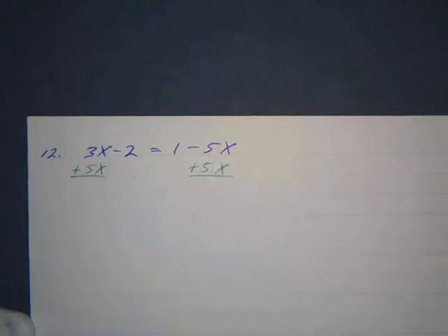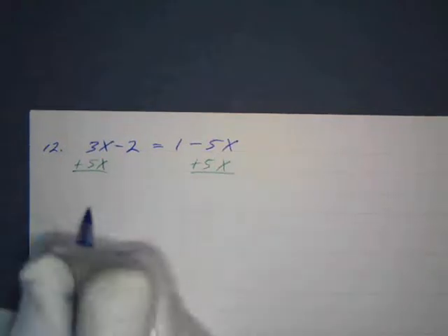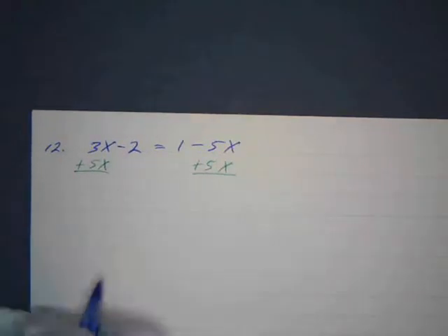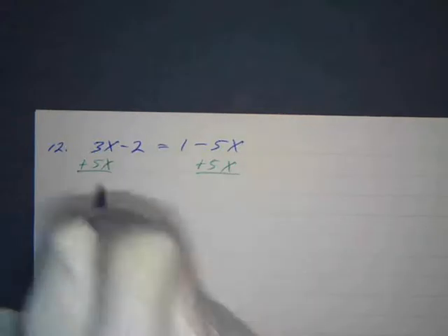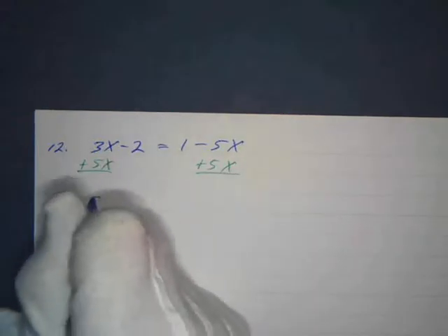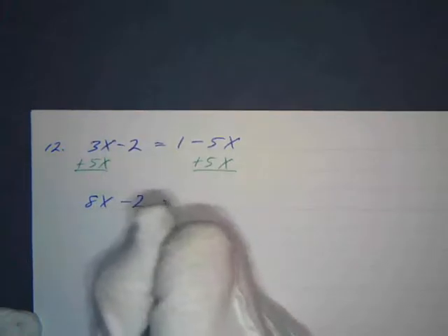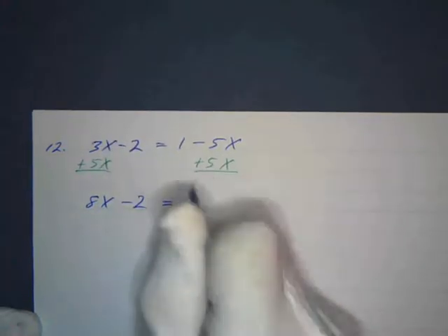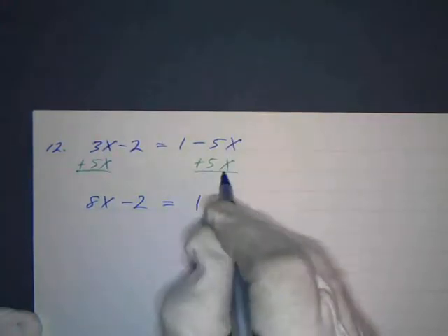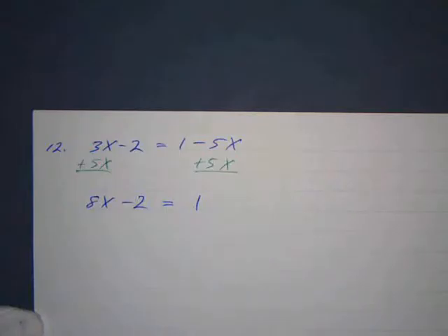So 5x and 5x makes that 0. So 3x plus 5x is 8x, minus 2 equals 1. And then 5x minus 5x, or negative 5x plus 5x is 0, so that's okay. Now I've got this looking like the other equations.